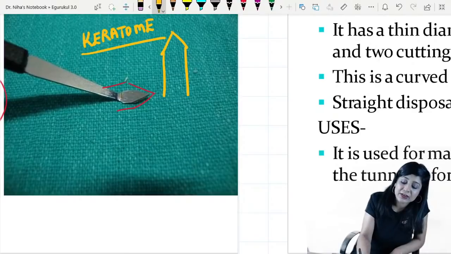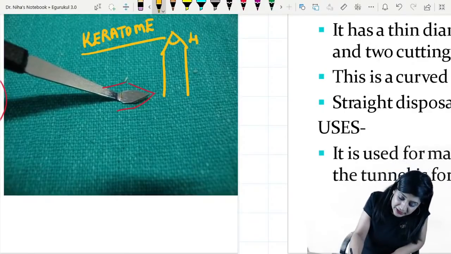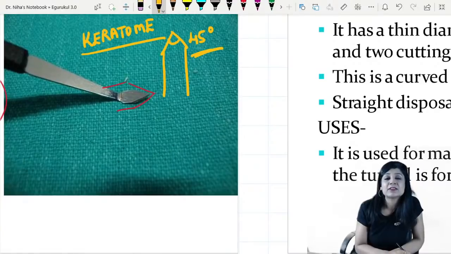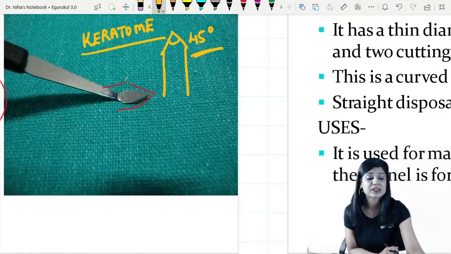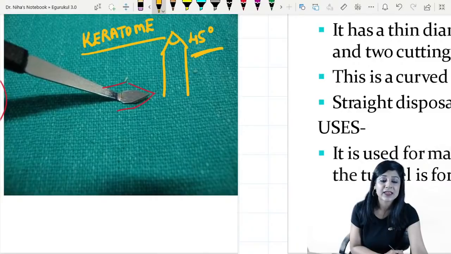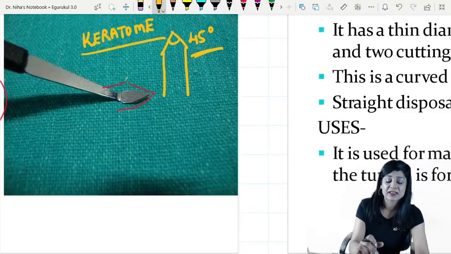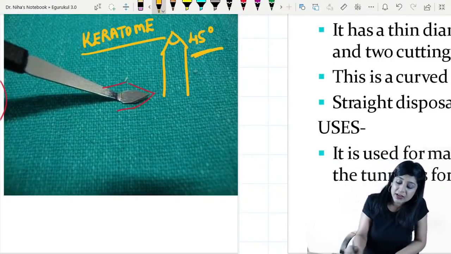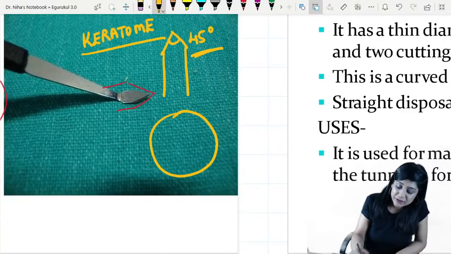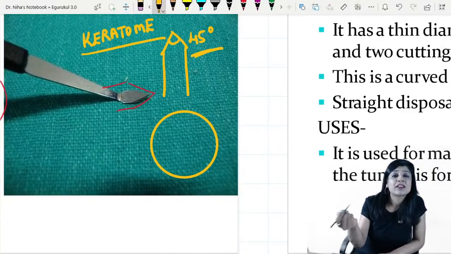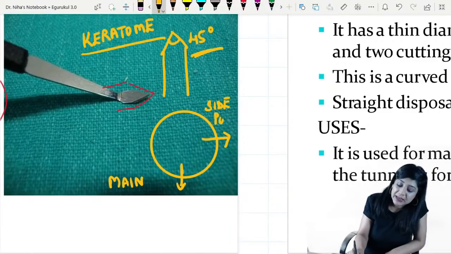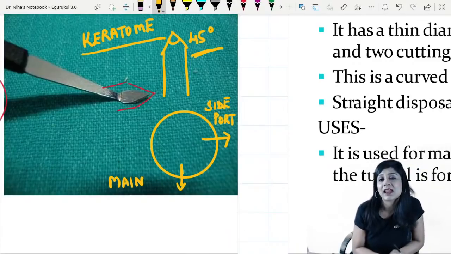This instrument is actually the keratome, and this angle is 45 degree. This is a keratome having the tip and the angle is 45 degree. What is the use? This is actually used for the main incision in cases of the phacoemulsification. Now, if this is the eye, in phacoemulsification we are giving two incisions. One is this one and one is this one. This is your main incision and this is the side port. So maximum times in cases of the phacoemulsification we are actually using two.